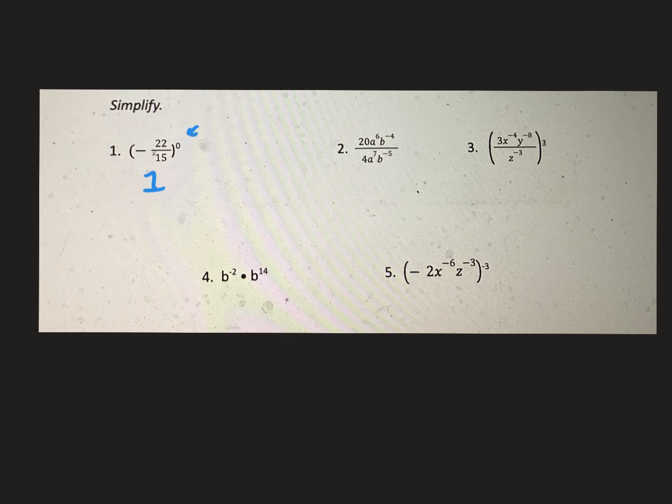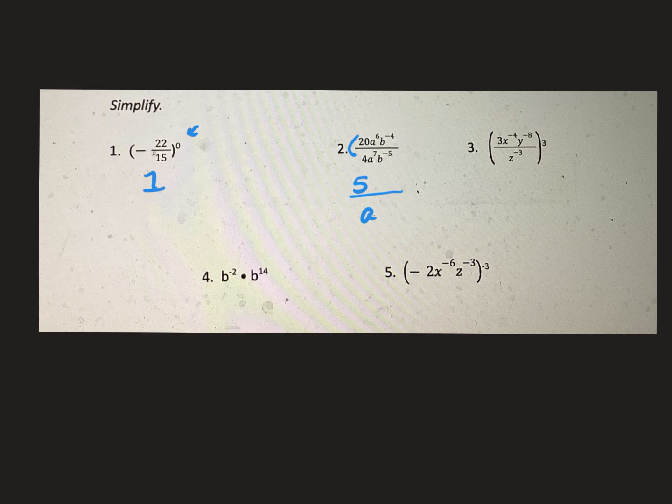That's really good. Number 2, don't forget your exponent rules here. Let's do this a little bit at a time. I have 20 divided by 4, which is 5. The 5 goes on the top because that's where the 20 is. I'm looking at the A's right now. Remember, when you divide, you subtract exponents. The bigger A is on the denominator, and it's 1 bigger, so I'm going to put A on the bottom.